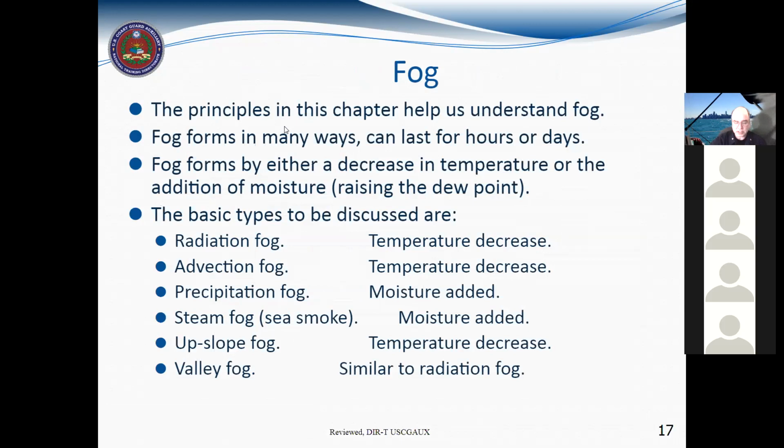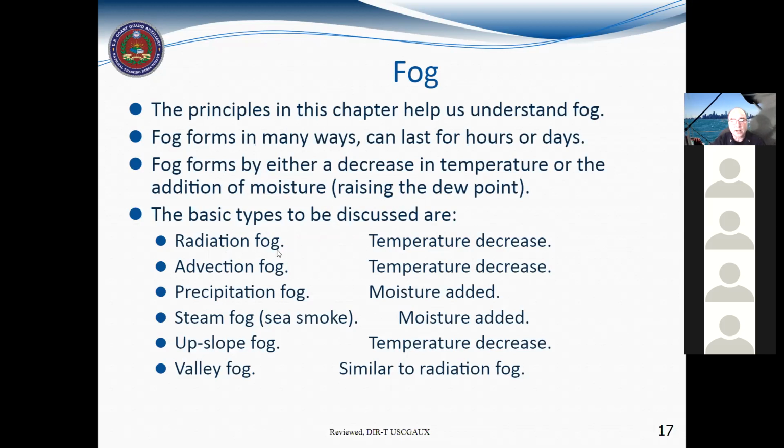The principles in this chapter help us understand fog. So fog forms in many ways, and it can last for hours or even days. Fog forms by either a decrease in the temperature or the addition of moisture. So you've got an outside player here, which is more moisture being added to the mix, and that can raise the dew point. So here are the basic types of fog that we're going to talk about.